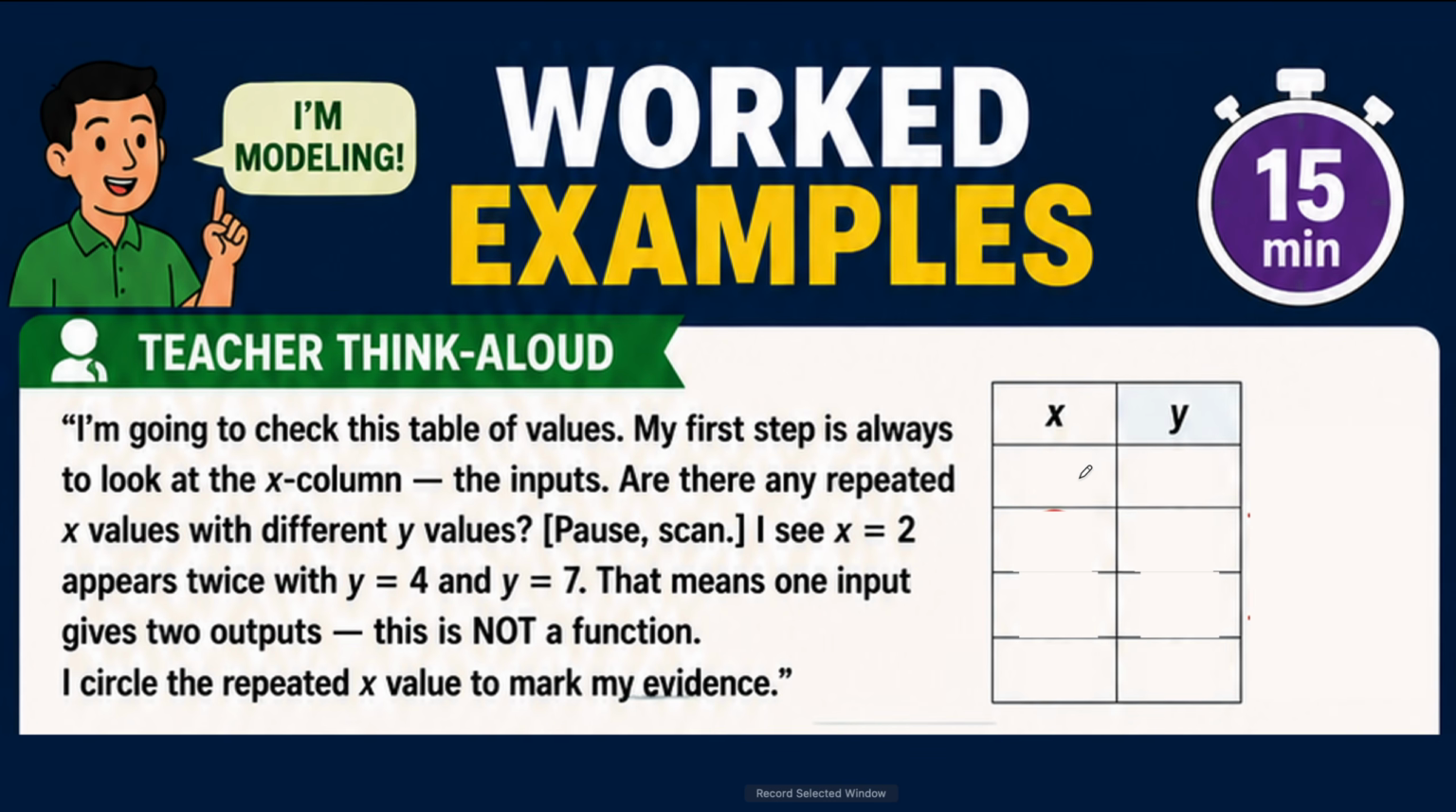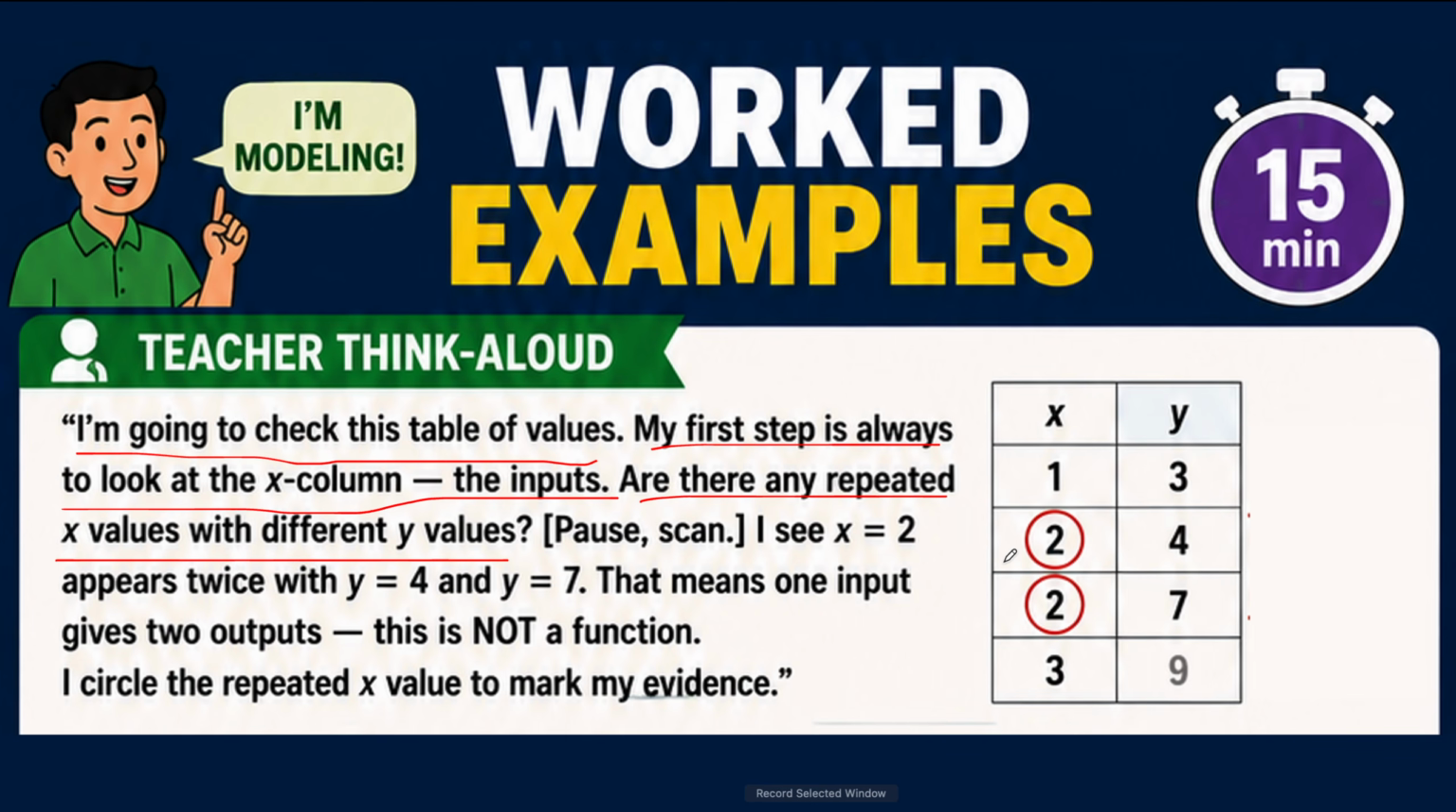Okay, so let's have a worked example. In this case, I'm going to think aloud, and I'm going to read this, so repeat after me. I'm going to check this table of values. My first step is always to look at the X column, or the inputs. Are there any repeated X values with different Y values? Let us pause and scan.